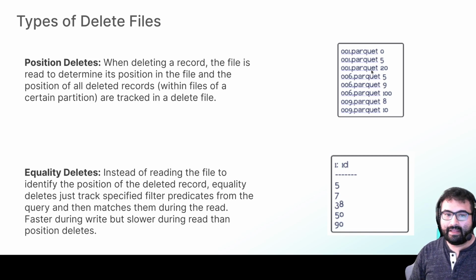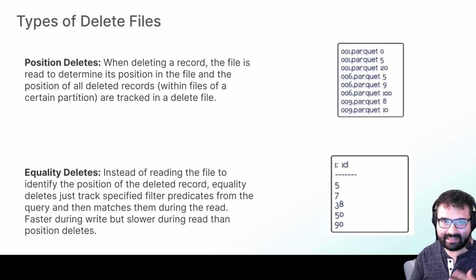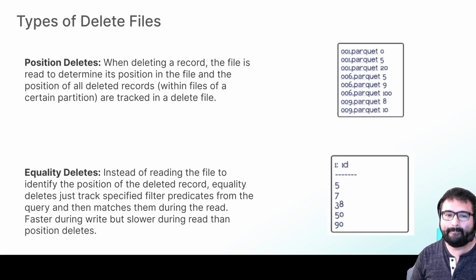Okay? This is a minimal impact on read speed because generally you just skip over the row when you get there and you know which row to skip over. So there's a little bit less moving around the different files. But there's also a little bit more work on the write side because you have to open up the file to figure out what that position is. So still faster than copy on write if you're doing lots of updates and deletes, but equality deletes will be even faster on the write, but even slower on the reads.